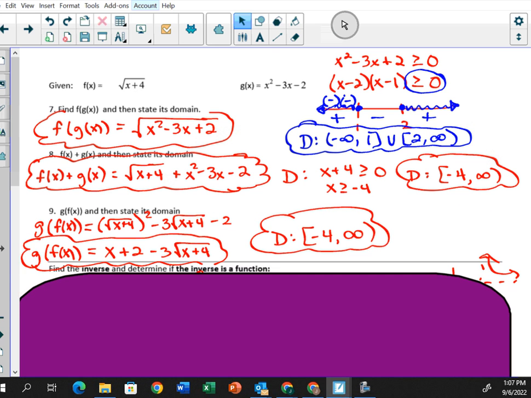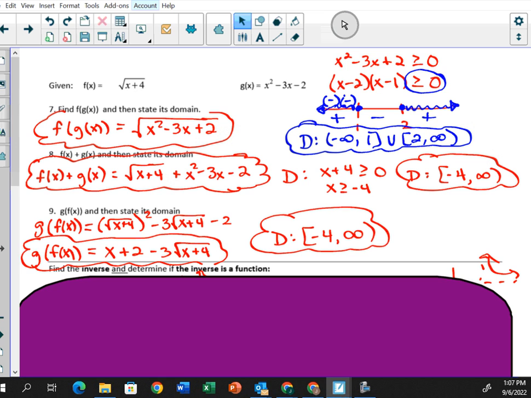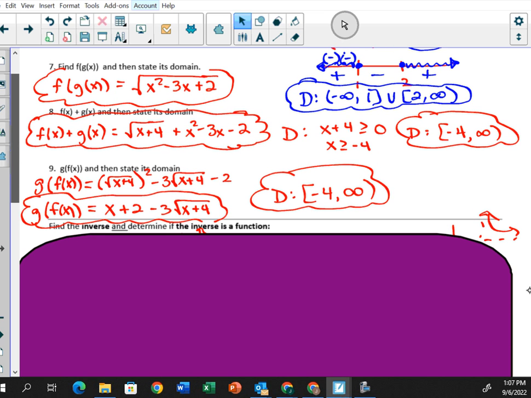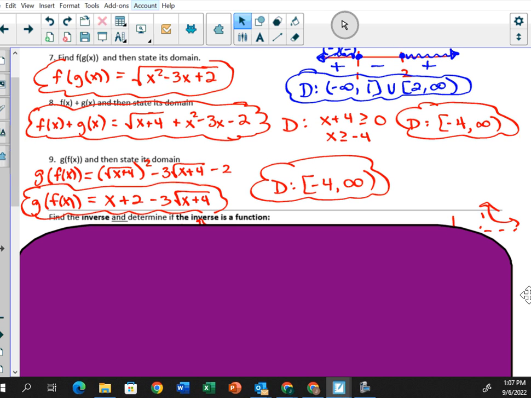All right, let's try again. Okay, here we're doing g of f of x. So you're plugging in that square root of x plus 4. You get x plus 2 minus 3 times the square root of x plus 4. Again, your domain is just -4 to infinity.